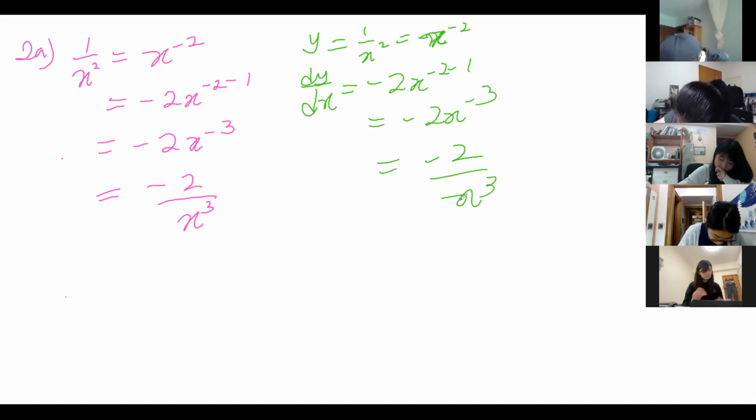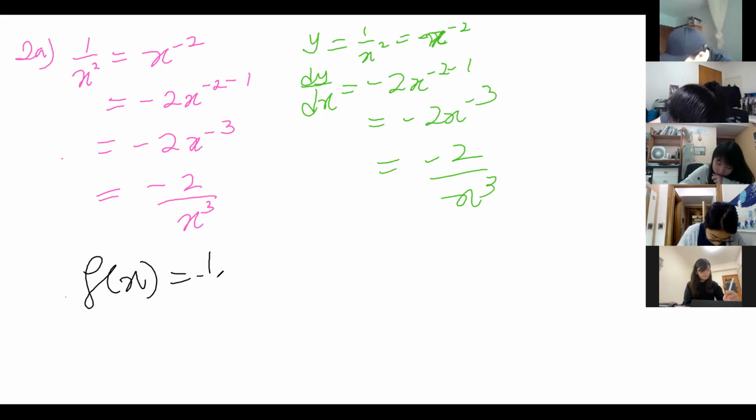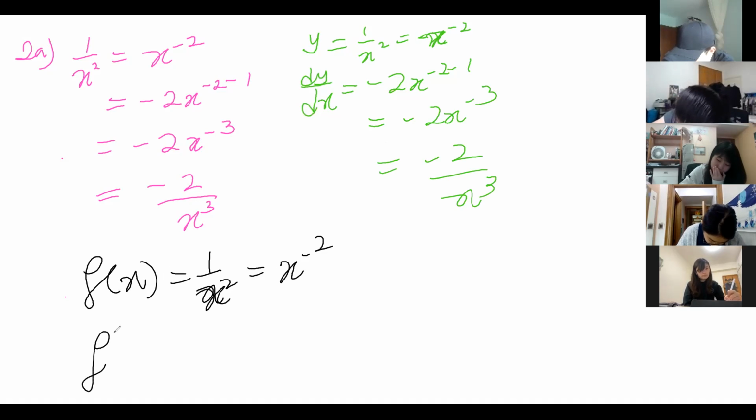Okay? And if you don't call it that, you can start from the beginning and just say f of x equals, because it wasn't given anything in the question. It wasn't given f of x in the question. So you can call it f of x, which is this. So instead of dy dx, you can say f dash of x equals that, then you continue.